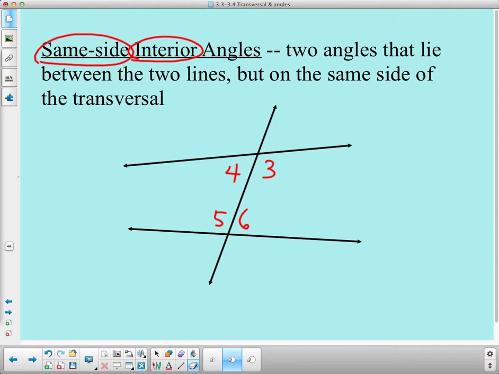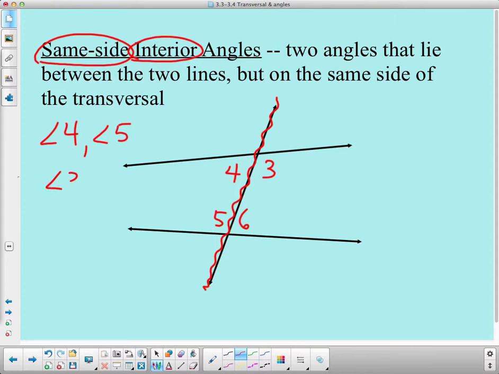Now which ones are on the same side of the transversal? If I pick angle 4, which one is on the same side of the transversal? Which one? 3. Nope. 5. Here's your transversal. The ones that are on the same side would be 4 and 5. And then 3 and 6. Those do form a shape. 4 and 5.